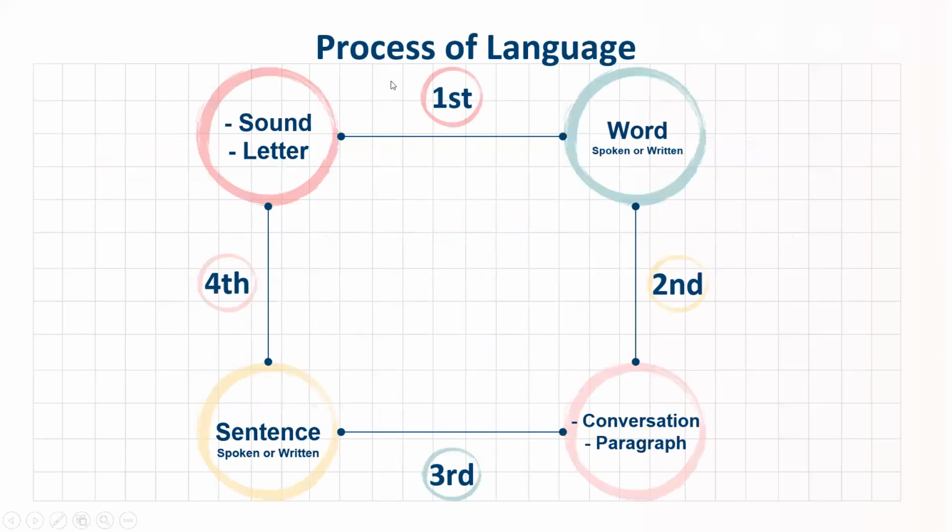The process of language. I think I said this before. First, we have sound, and letter. Okay, just forget about the letter. Let's stick with sound because letters exist because we have sounds, and we said in the first lecture of linguistics that a language occurred first as vocal sounds. There was no written form. So first we have sound. يعني الحاجة اسمها الصوت. That's the first thing. Then, combining one sound to another, we create a word, spoken or written.